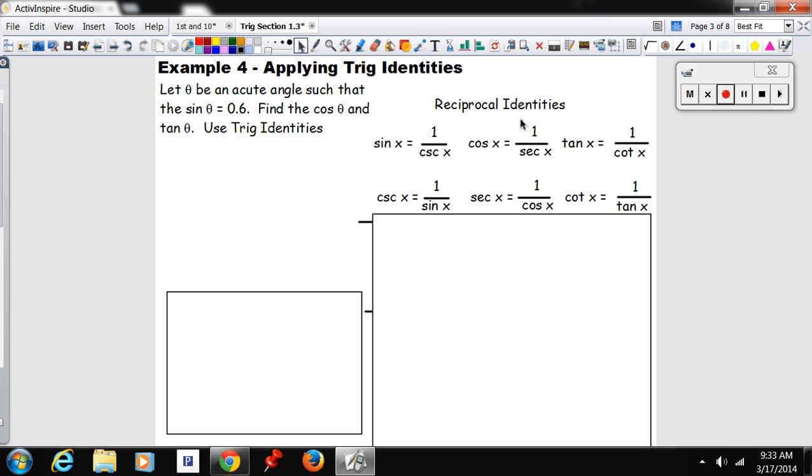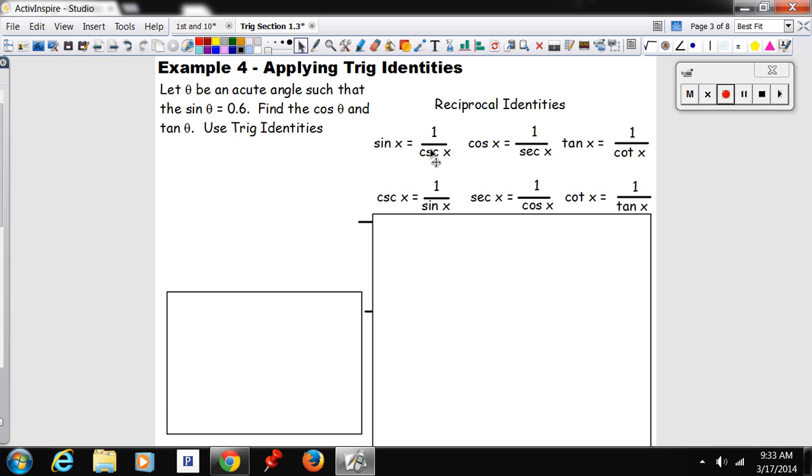They're called our reciprocal identities. You have seen them before a little bit, except when I was talking about them earlier, I said the sine was opposite over hypotenuse, so the cosecant was hypotenuse over opposite. We were talking about it in terms of the sides. Now you can just talk about them in terms of themselves.